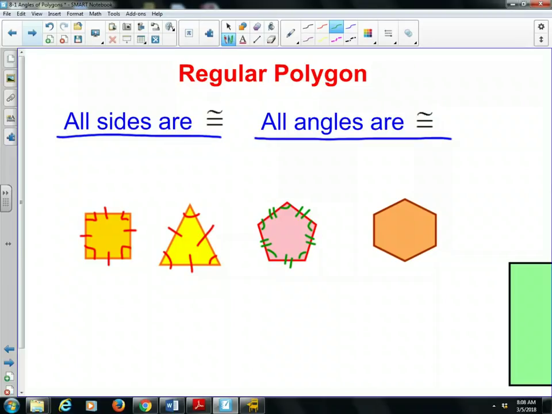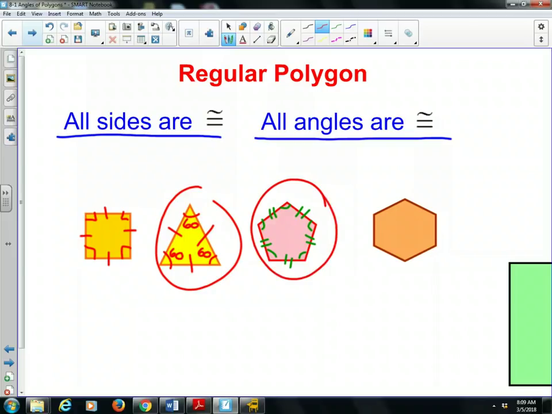So now we're going to talk about the angles. I think we've got this triangle down. All of the angles are 60 degrees because 60 plus 60 plus 60 is 180. But how about this one? How many degrees are in that one? How about this one? How many degrees are in that one? That's what we're going to discover right now.